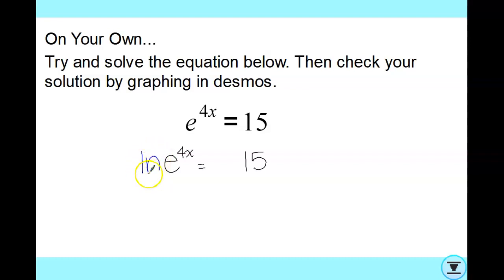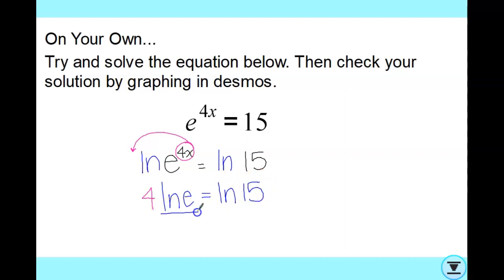And whatever I do to one side, I have to do to the other. So this is ln also. And again, this exponent up here is going to come down into the front. So we have 4 ln of e is equal to ln of 15.